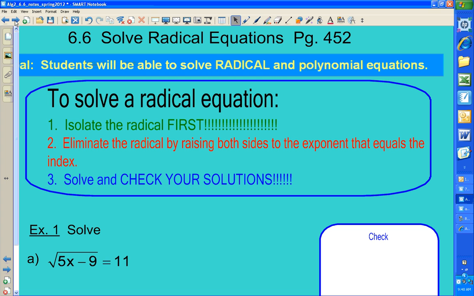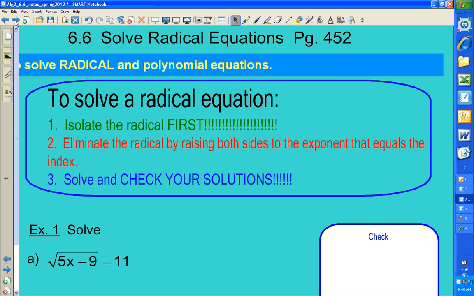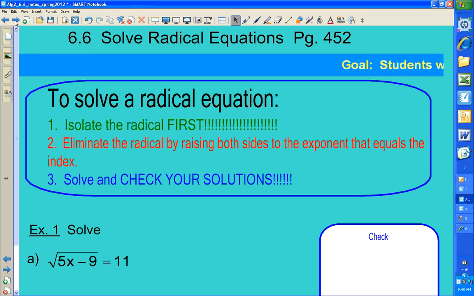The basic or the fundamental process is to isolate your radical first. Or if you have a fractional exponent, isolate the base with the fractional exponent first. And since you don't really want to work with the radicals or the exponents, right now we're just talking radicals. Step number 2, eliminate the radical by raising both sides to the power of the index. So if you have a cube root, cube both sides. If you have a square root, square both sides.